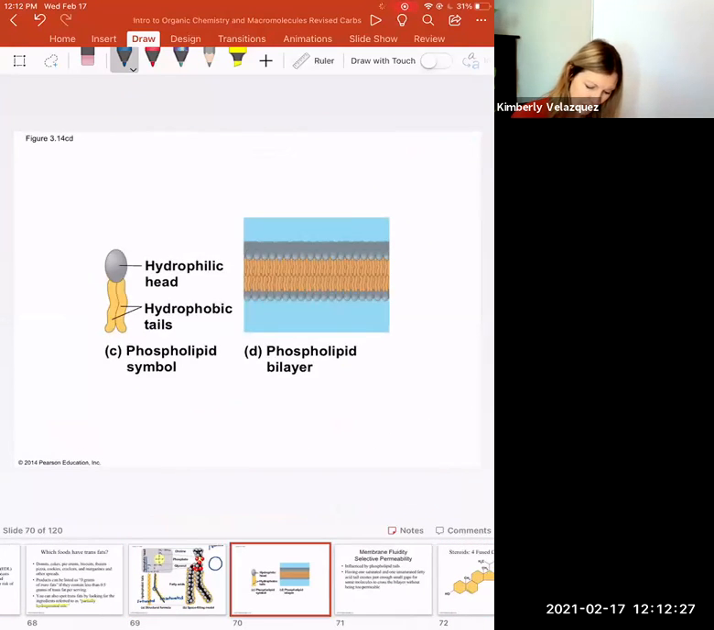So this shows you a phospholipid bilayer, but in this picture, you can see that these are all linear. So these would all be saturated fatty acids. You can see there's no space there.